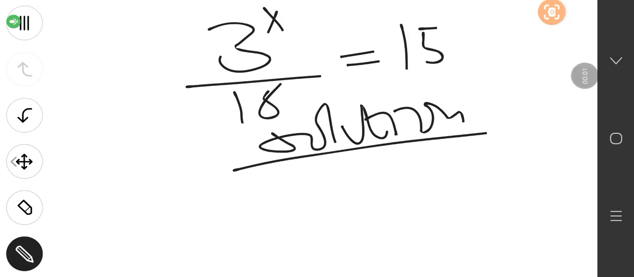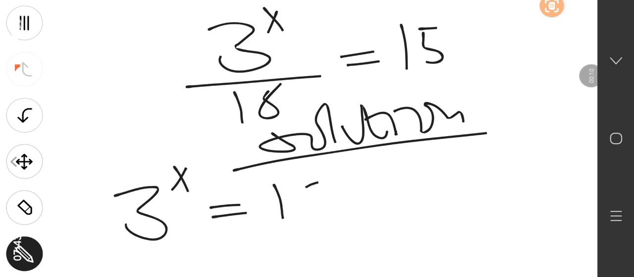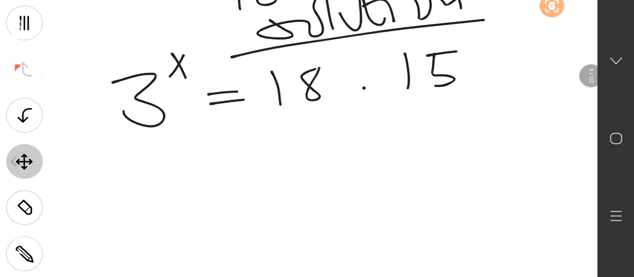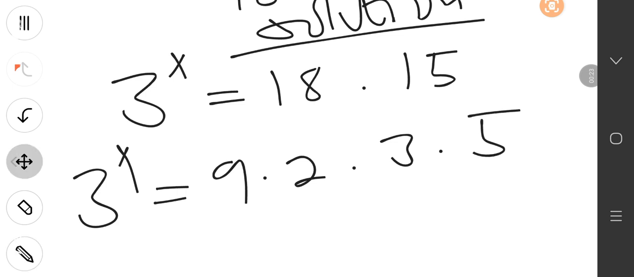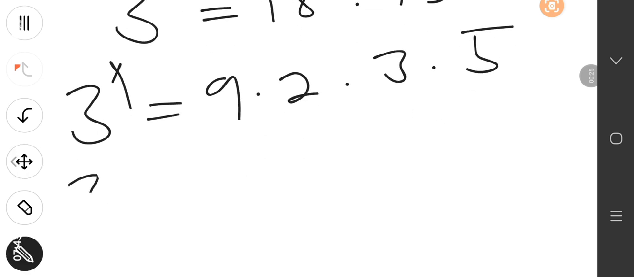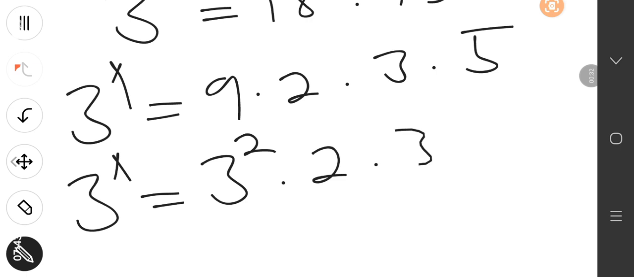So we have 3^x over 18 equals 15. So our equation becomes 3^x equals 18 times 15. Alright, so you're going to have 3^x equals 9 times 2 times 3 times 5. Alright, so you're going to have 3^x equals, now 9 is the same as 3^2, okay?